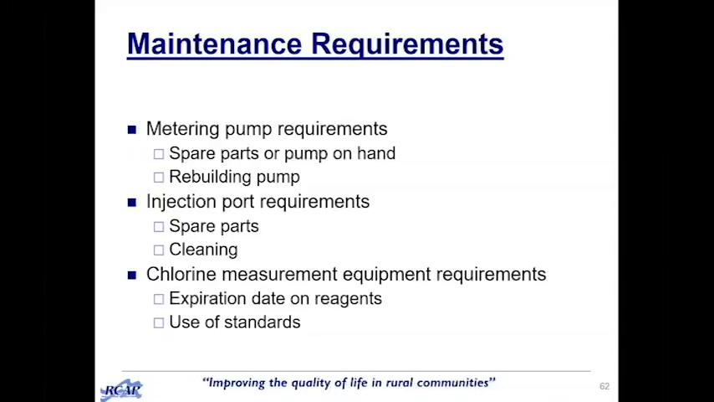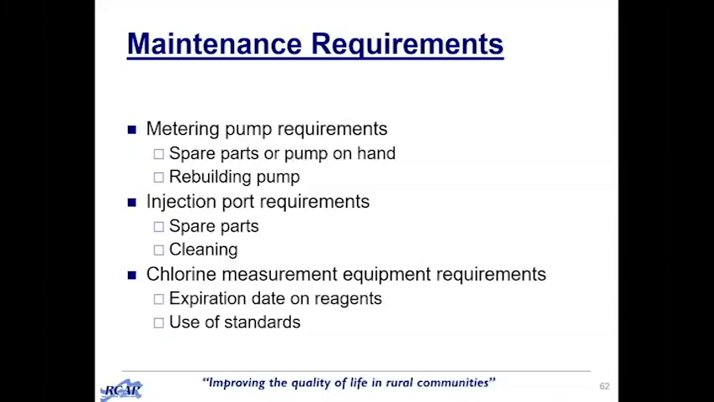Some more maintenance requirements. What sort of spare parts do you need to keep for the different main components, and what maintenance activities do you have to perform on those components? So rebuilding the pump, cleaning the injection port, and things like that. And finally, there's a requirement that you measure the chlorine residual.